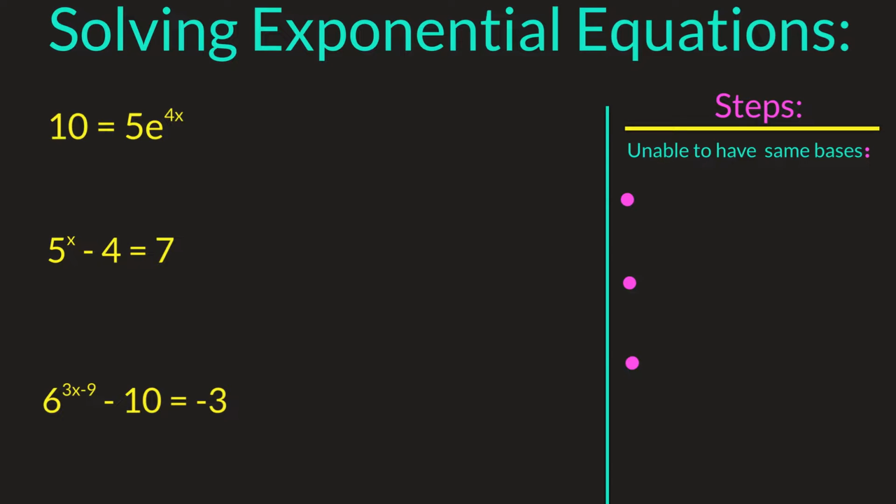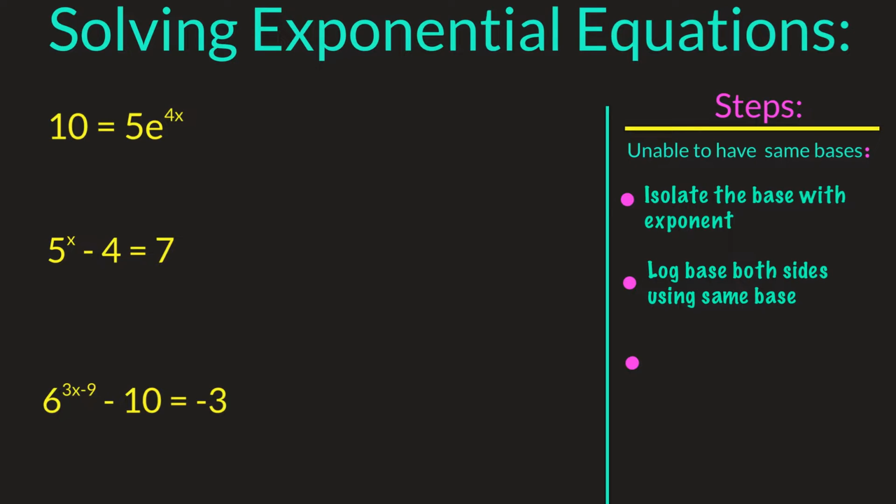So let's first look at solving exponential equations. Now these exponential equations are going to be when we don't have the same base. So you're unable to get the same base on both sides like we were showing you in previous videos, where you can change them to have the same base. So this is when they don't have that. The very first step that you're going to do is isolate the base with the exponent. Then, once you have that exponent by itself, you're going to log both sides using the base of the exponent. And then you're going to solve for x.